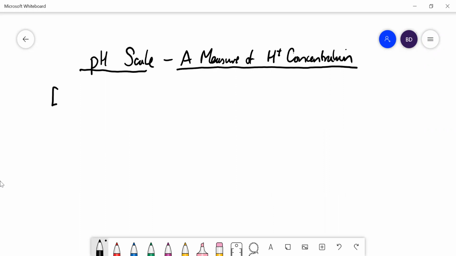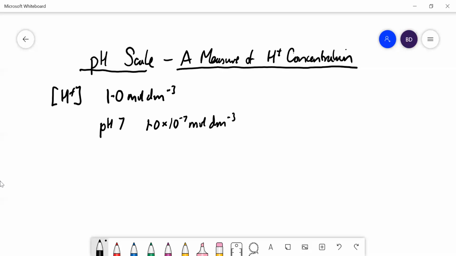Okay, so I'm going to put square brackets, hydrogen ion concentration, and that varies enormously. It can be as high as 1 mole per decimeter cubed in some aqueous solutions. So if you have a bottle of hydrochloric acid, 1.0 mole per decimeter cubed, and it can range all the way down. At pH 7, the concentration is 1.0 times 10 to the minus 7 moles per decimeter cubed. That might give you some clue what's going on here.